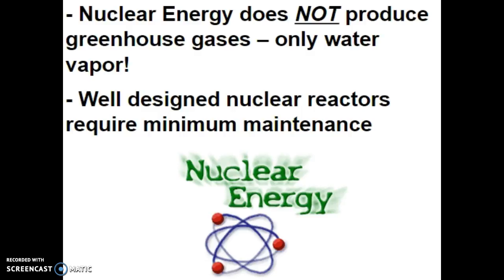Nuclear energy does not produce any greenhouse gases whatsoever. The thing that you see coming out of a nuclear power plant's stacks, that's water vapor. It's not toxic gases, it is just steam. Well-designed nuclear reactors do require a very minimum amount of maintenance. Most of the process is automated. There are a few human aspects of maintaining those machines to make sure that they are running properly. But the overall process of taking the uranium-235 and getting that energy from it is basically automated.